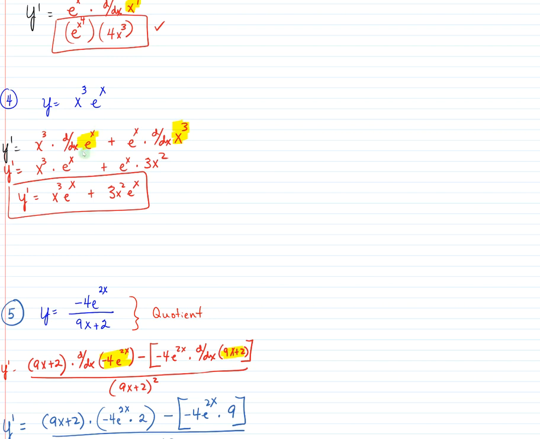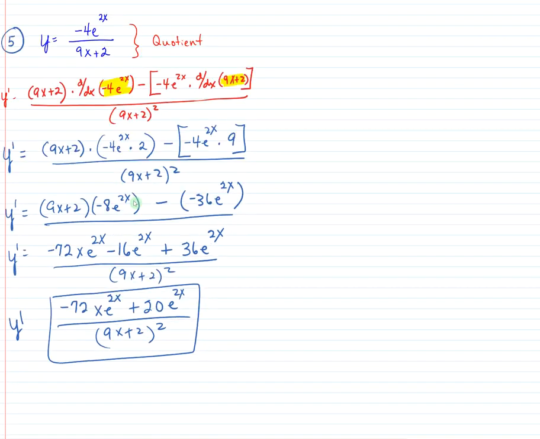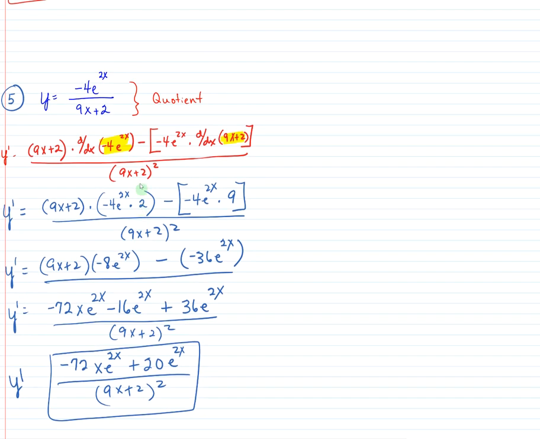So the derivative of e to the x is just e to the x. The derivative of x cubed is 3x squared. We multiply both of those together, and that can be your answer. Now, they might have you factor out the e to the x, but I think they'll take this answer just like this. All right, number 5. Let's look at number 5.